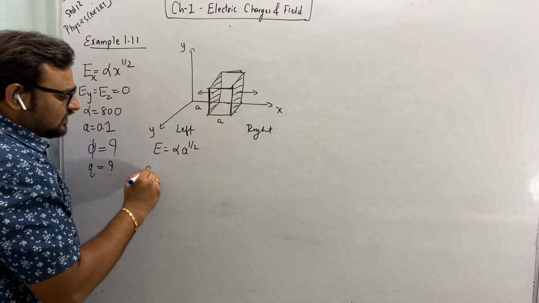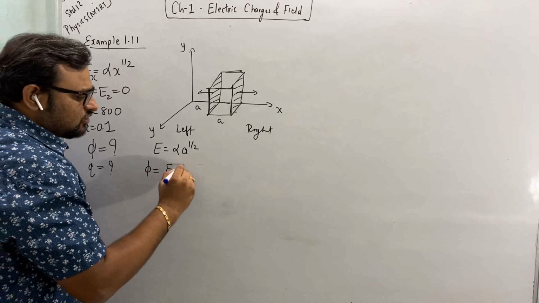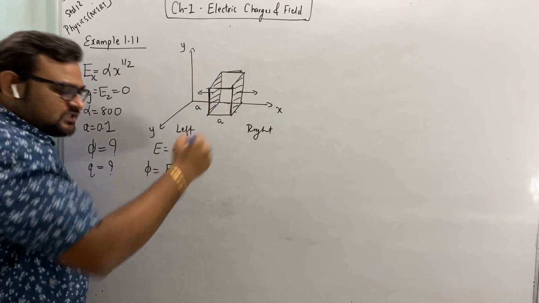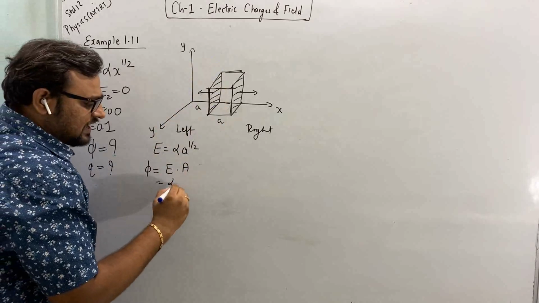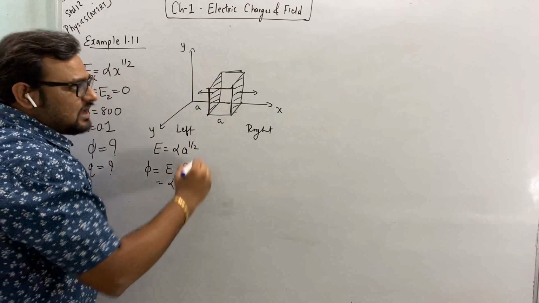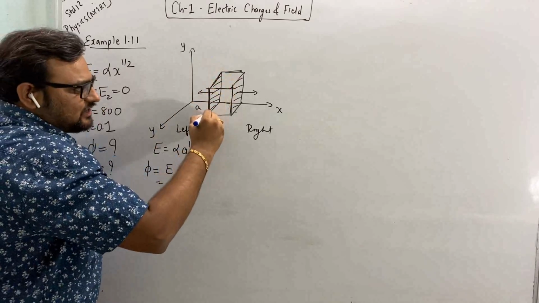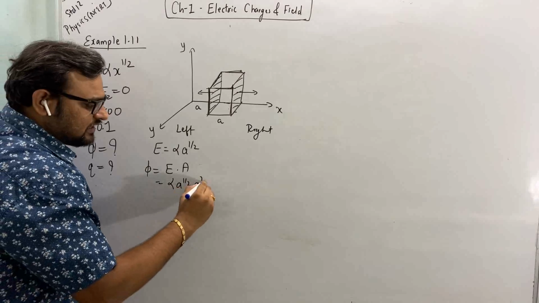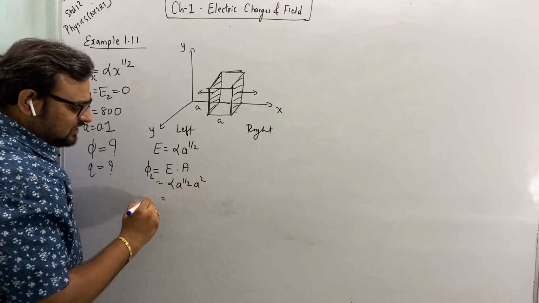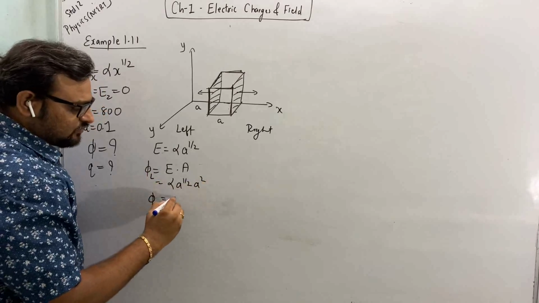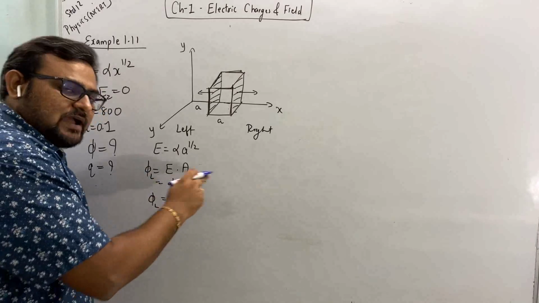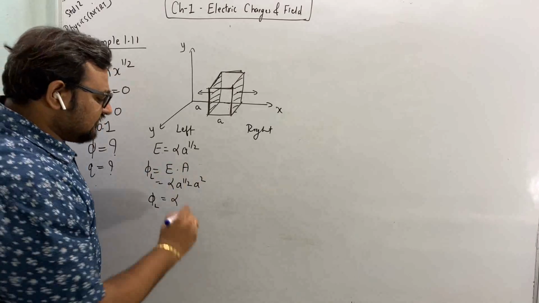Clear? What is flux? E dot A cos 0. So E is alpha a raised to 1 by 2. And what is the area? L into L, that is a square. So this flux on the left side is equal to alpha a raised to 1 by 2 plus 2, that is 5 by 2.